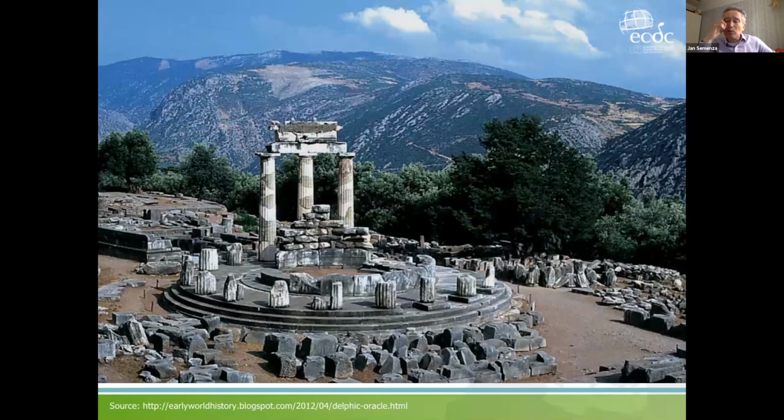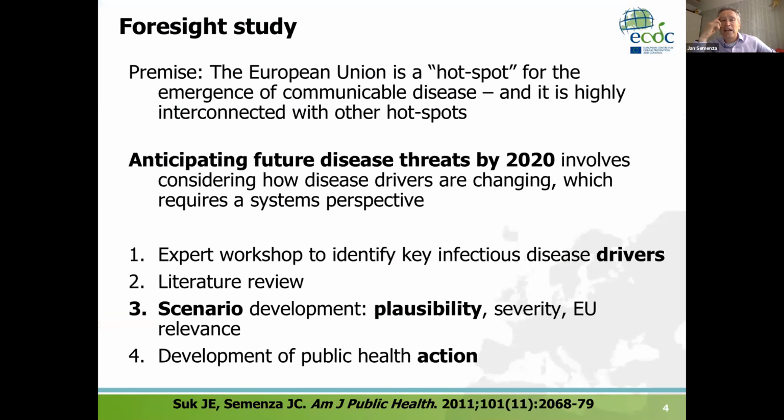So in order to try to approach and understand underlying drivers and potential scenarios that they cause, the best thing would be to go to Greece, to the Oracle in Delphi, and consult with the Oracle to see what the future holds. Unfortunately, you see that the Oracle here is kind of dilapidated right now, doesn't work as well as it used to. And we didn't really know what to do next because we didn't have this feature anymore. So we basically resorted to the next best thing after the Oracle, and decided to conduct a foresight study.